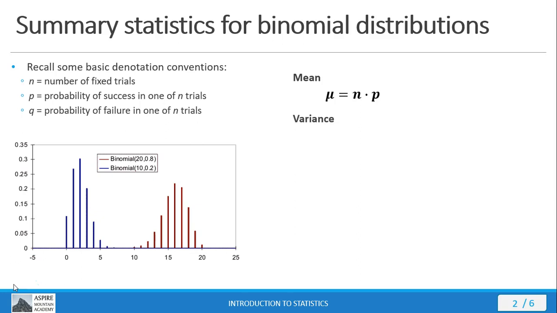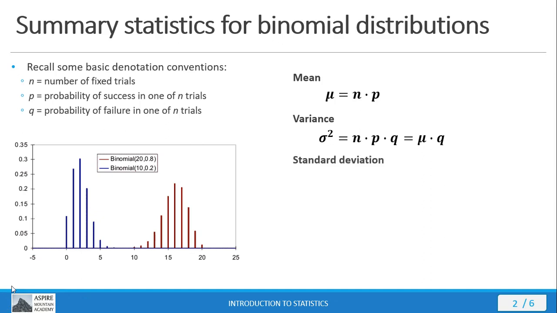The variance is calculated with a similarly simple equation. Here it is. We take the number of fixed trials, multiply by the probability of success, and then multiply by the probability of failure. Notice that we've got this expression n times p, which is just the same thing as the mean, and so we can actually rewrite this as the mean times the probability of failure.